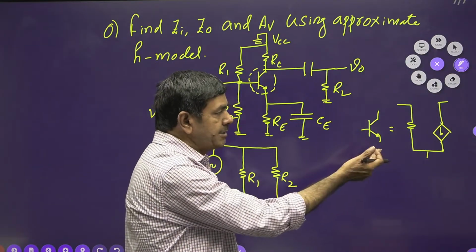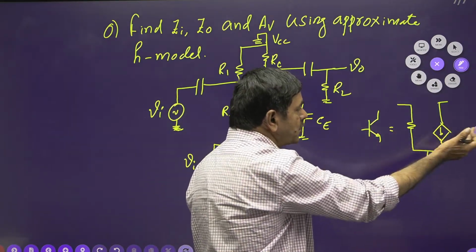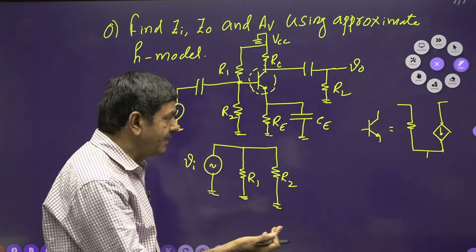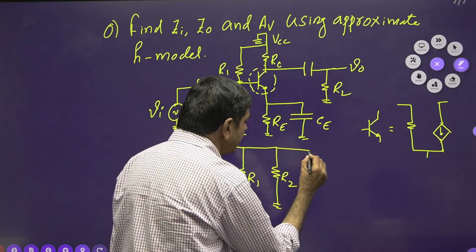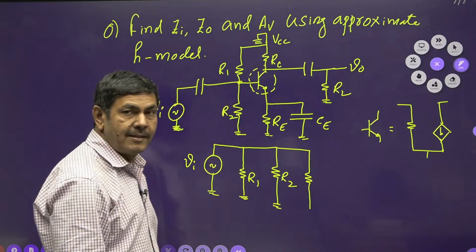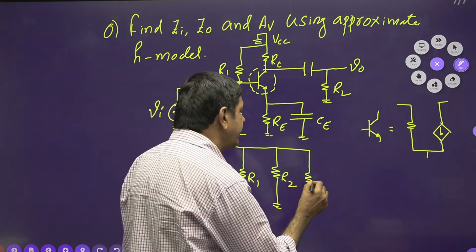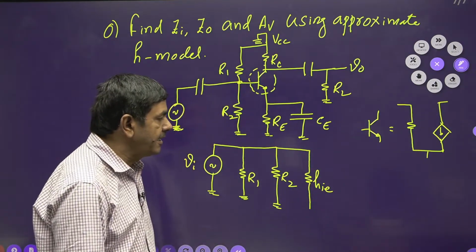In the approximate H model, this is HIE. The current source I connected here already. That circuit we can connect now. In the place of the transistor, what do you have to put? In the approximate H model, you have to connect one resistance. That is to be taken as HIE.